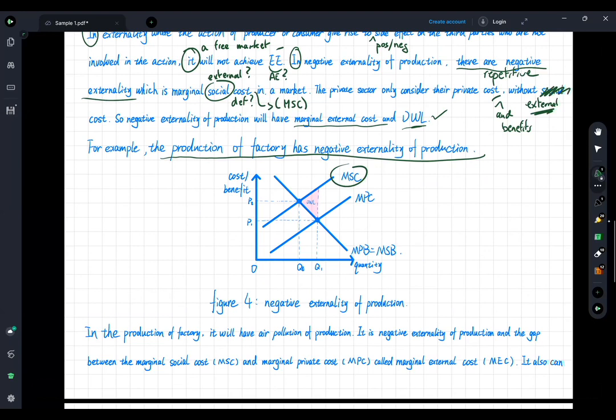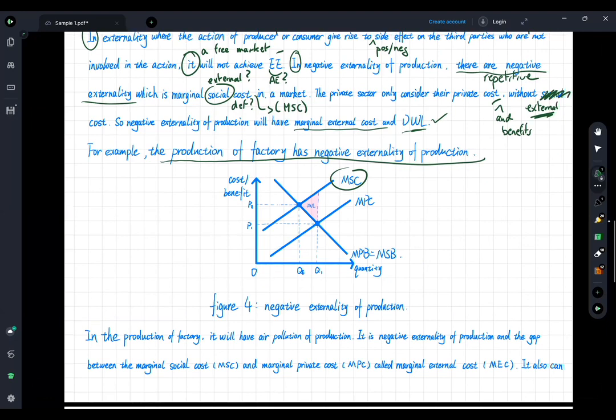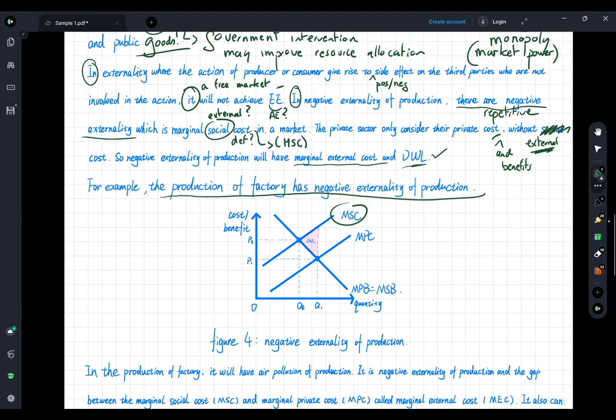In the production of the factory, it will generate air pollution when producing. It is a negative externality of production, and the gap between the marginal social cost and marginal private cost is called the marginal external cost. So you see, the problem we have in this paragraph, to me, is that it's not very concise, it's a bit disorganized, and it's a bit repetitive.